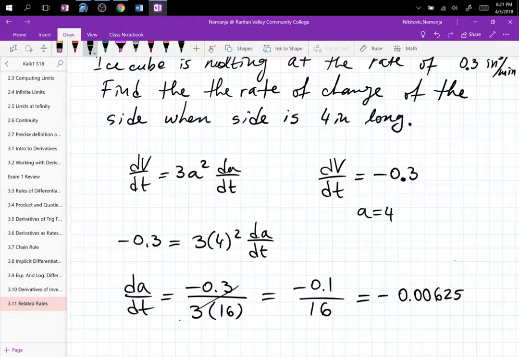Units, a point on your exam. Well, a side is length, so it's a single inch divided by the same measure of time, which was minutes. So if you're losing inches cubed per minute in volume, then the side will be losing inches per minute, which makes sense.